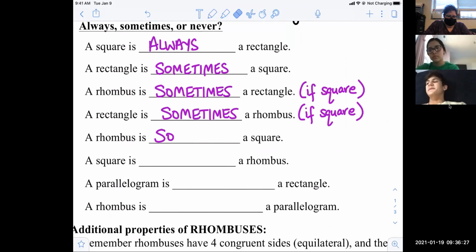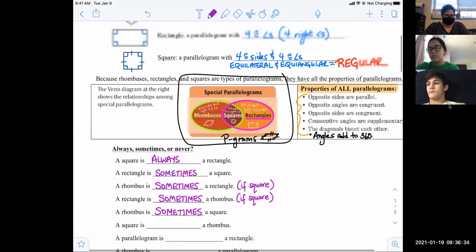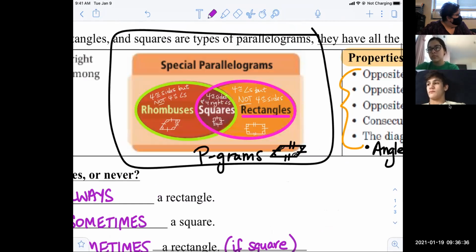This one has a lot of sometimes. A square, always, sometimes, never a rhombus. Oh, Jack. Always. So a square is always a rhombus because it's always going to be inside the green oval.